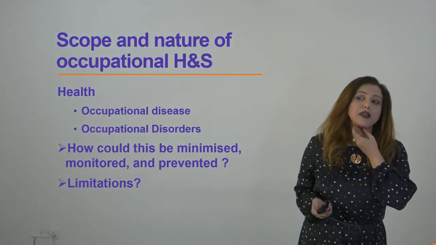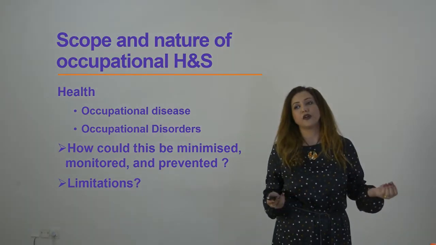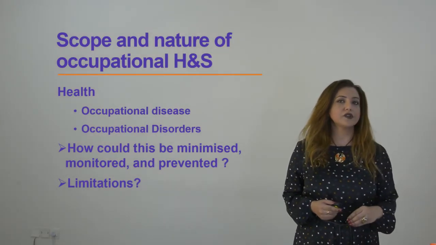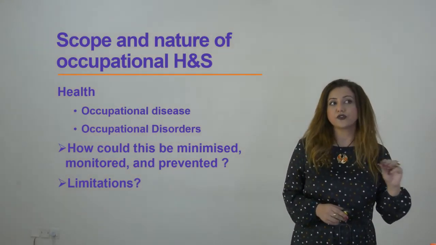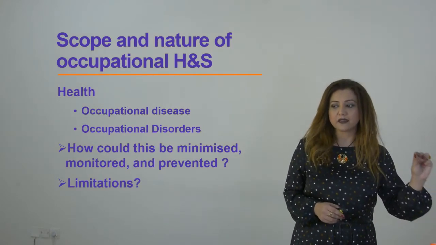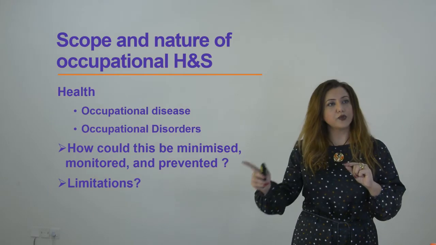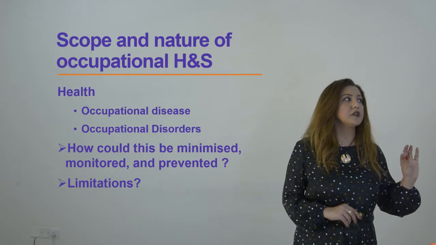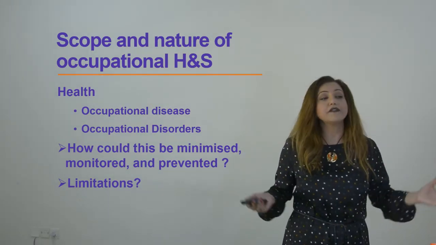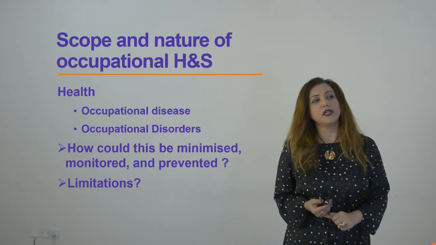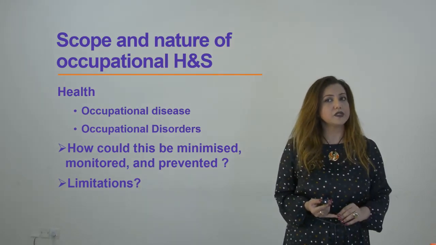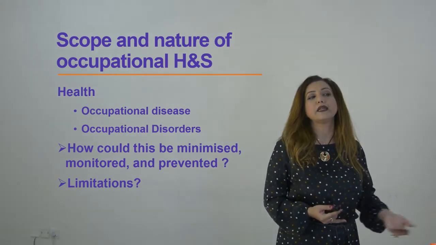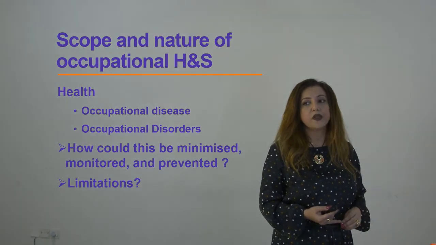How can we minimize, monitor, and prevent these kinds of problems? It's very challenging when it comes to occupational health. First of all, because these disorders could be related to some genetic factors which make it difficult to link them to the workplace environment and health and safety standard. Another possibility is that the personal hygiene and personal lifestyle of the individual play a big role in these disorders or diseases.